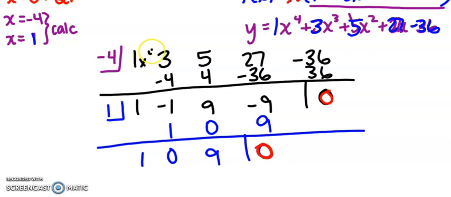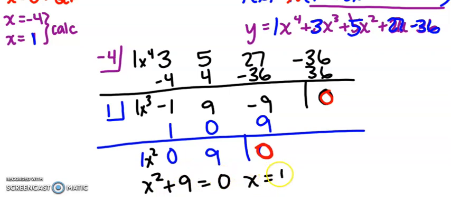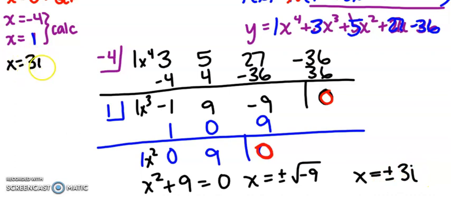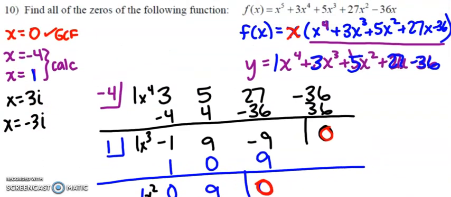So if I was at x to the fourth, and then I dropped to x to the third, this then becomes x squared. So what I'm left with is x squared plus 9. I'm going to set that equal to 0. X will be equal to plus or minus the square root of -9, which means x is equal to plus or minus 3i. So I ended up with 5 zeros, which makes sense because I started with x to the fifth. So 1, 2, 3, 4, 5 zeros.